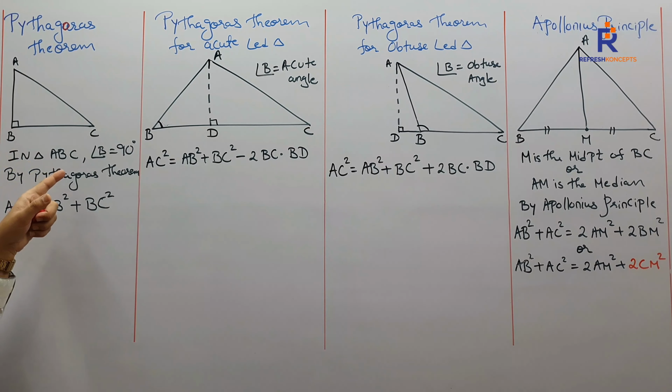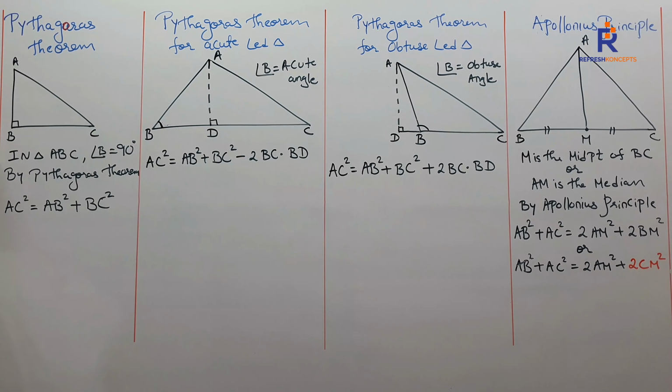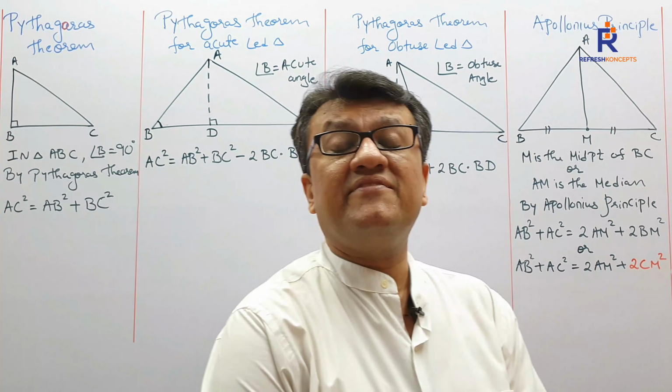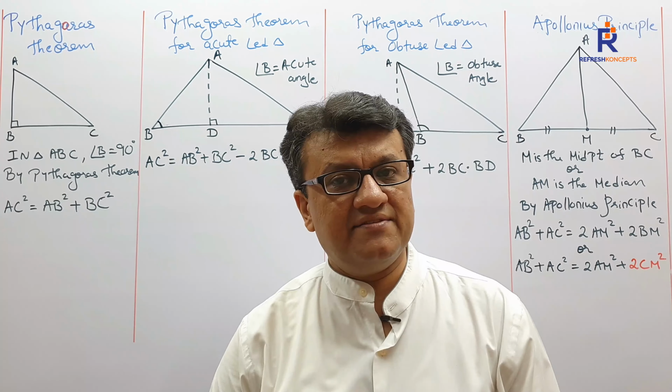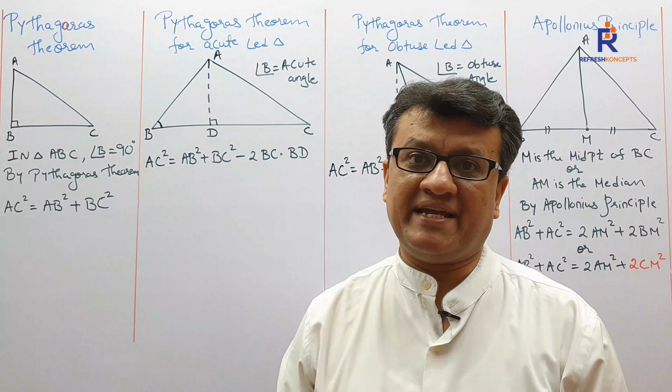We are aware of Pythagoras theorem from 7th standard onwards. In triangle ABC, angle B is 90. So what is Pythagoras theorem trying to say? Hypotenuse square, AC square, is equal to the sum of the squares of the perpendicular sides, AB square plus BC square. We are aware, so it's not a big deal. Pythagoras theorem is never a big deal for you people, right? What is the necessary condition? It has to be a right angle.